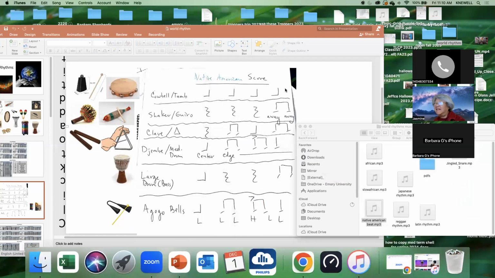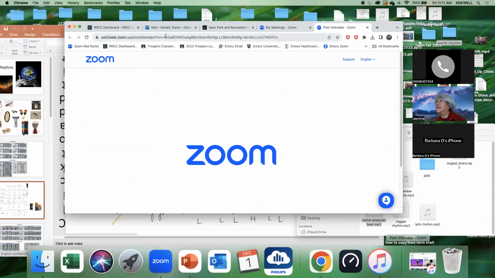All right, we're on line 1, 2, 3, 4, 5. Large drum. 1, 2, here we go. 1, rest, rest, 4 and 1, rest, rest. Rest, rest. Okay, so you get the idea how that goes.